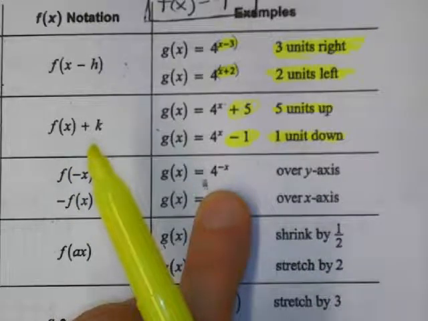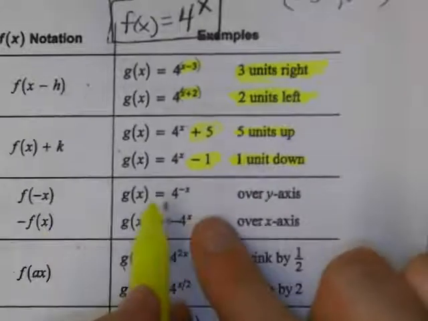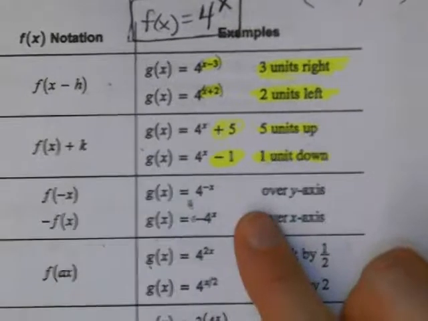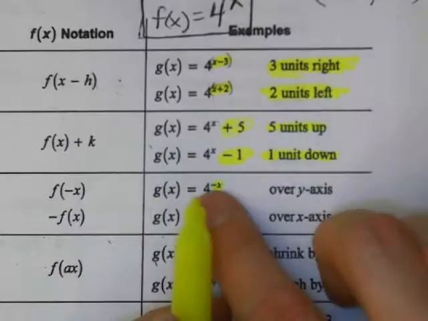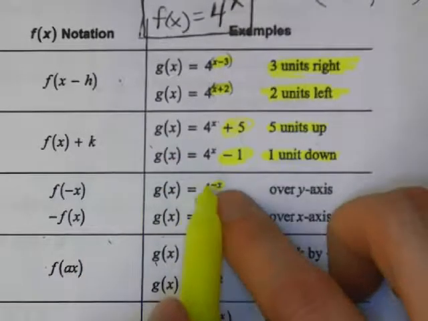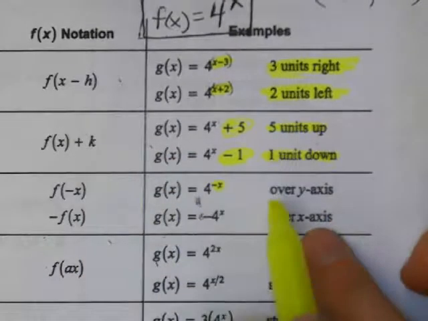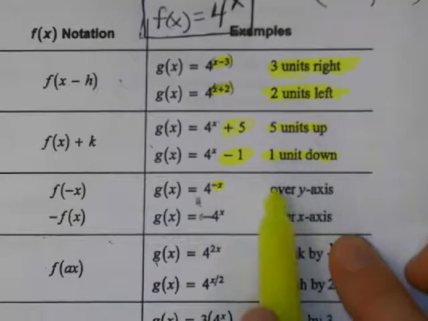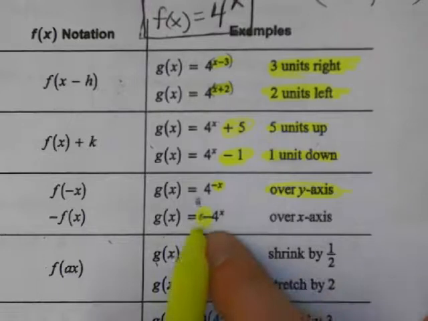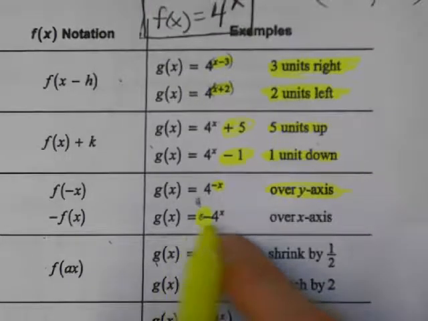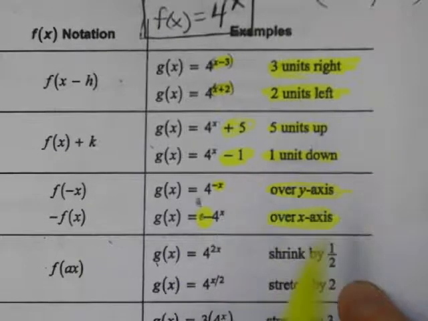Okay, so if the graph flips, here's the difference. It's where they put the negative. If they put a negative up in the exponent, right in front of the x, then the graph flips over the y-axis. But if they put the negative in front of the entire problem, in front of the 4, in front of the base number, then the graph would flip over the x-axis.